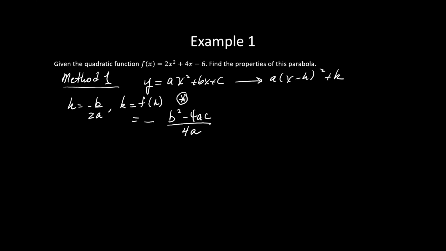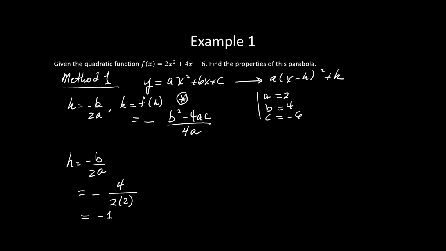Okay. So let's go ahead and evaluate h and k and stick them in there. So h is negative b over 2a. Well, what are a, b, and c here? Let's identify them. A equals 2, b equals 4, c equals negative 6. So h is negative b over 2a, that's negative 4 over 2 times 2, and that's going to give me negative 1. All right? So that's h.